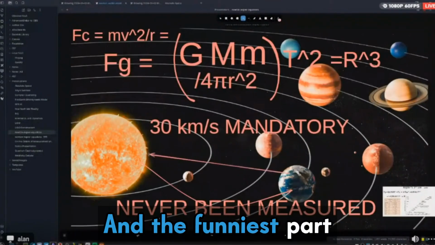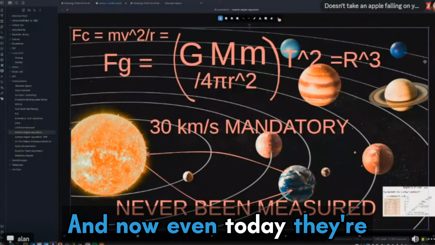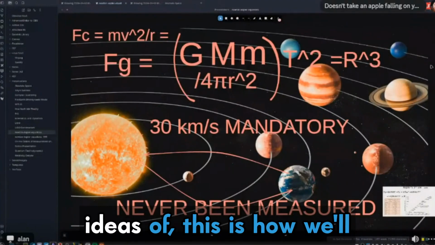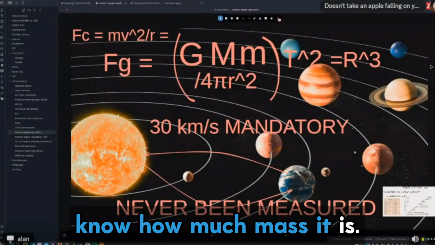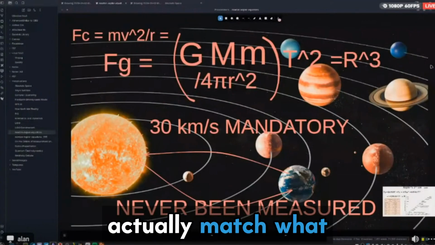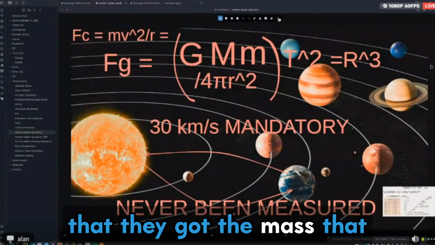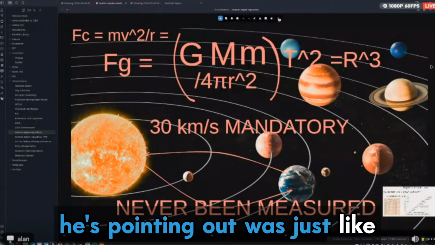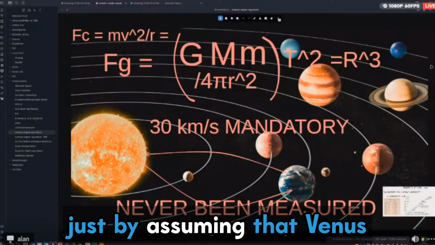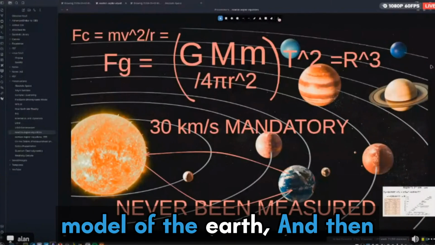And the funniest part, though, is that it didn't work. And now, even today, they're just still trying to perfect it. Like, when they look at it and they come up with all these pseudoscience ideas of how we'll know how much mass it is, the observations don't typically match. What they attribute to being visible mass doesn't actually match what they claim the mass is. So long story short, the way that they got the mass, that he's pointing out was just plug and play fiction, is just by assuming that Venus was the same size as their model of the Earth.